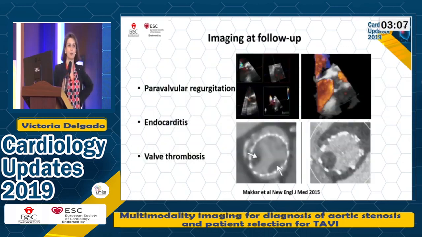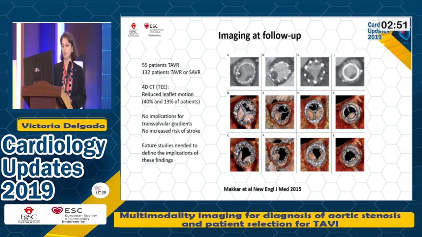Then at follow-up, what do we need to check? At follow-up after TAVI, we need to check paravalvular regurgitation, the risk of endocarditis, which is not very frequent but can happen, and valve thrombosis. For this, I will focus on valve thrombosis, because in 2015 we were more or less all shocked by the publication of Makkar in the New England Journal, indicating that there were patients with thickened leaflets of the TAVI valves that were not opening. So that was a little bit concerning, and it went on and on in terms of more research.